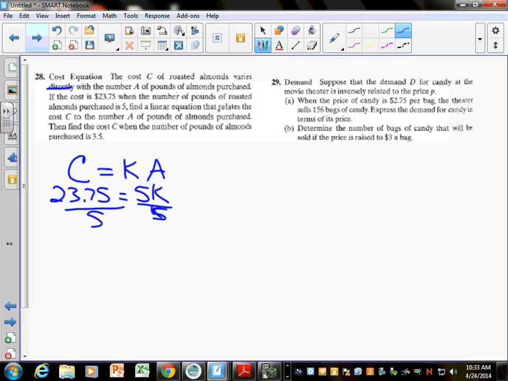And normally K is not a very nice number, but this one's not so bad. You get 4.75. So write an equation to relate C to A, which means find K. So you would get C equals 4.75 times A. And then it says, then find the cost when the number of pounds is 3.5. So now if you know K and you know that there's 3.5 pounds, do you agree the last step is you're just going to multiply those?